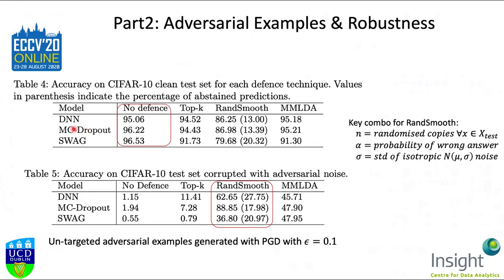So what we see here is that on the clean test set, without any defense, you get the best accuracy overall. This could also be indicative, as prior works have shown, that deep neural networks actually overfit on non-robust features, and that might be an explanation for why we see such discrepancy between the accuracy with no defense versus the defense techniques. Second, on the dataset corrupted with adversarial noise, what we see is that randomized smoothing is the best performing defense technique.